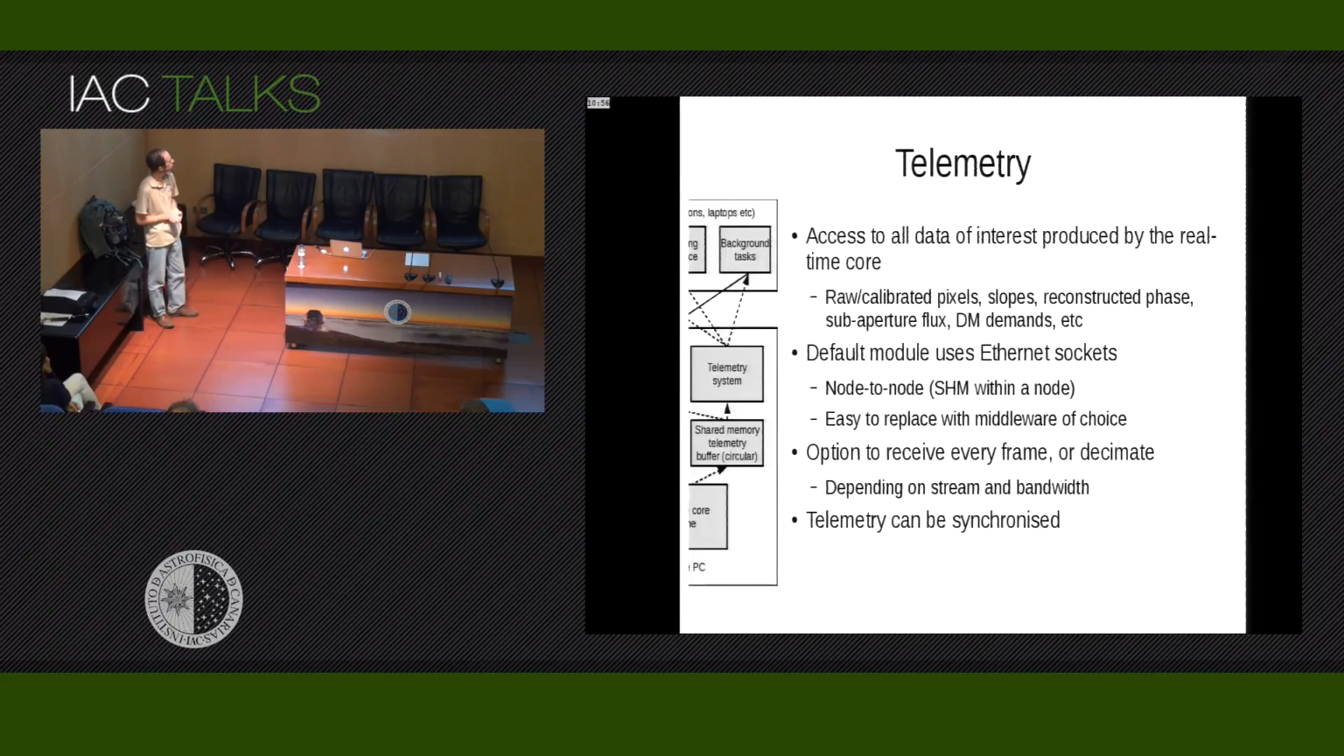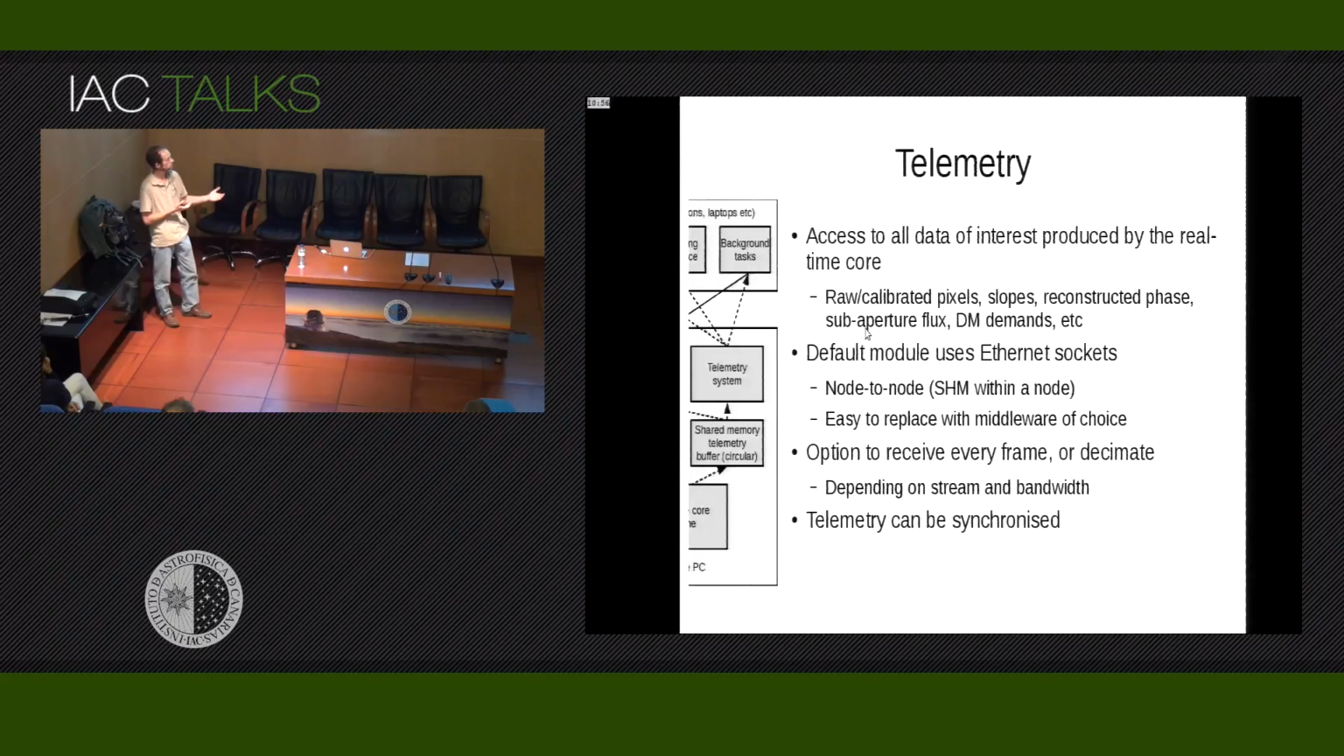Telemetry. So telemetry is this box here on the side. I've been told I should use my pointer rather than point. There's a telemetry system. So this is access to all the data of interest that's produced by the real-time core.